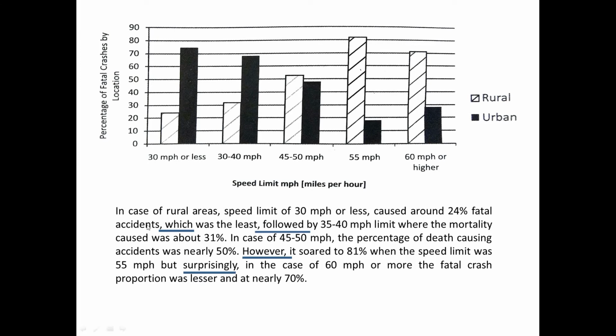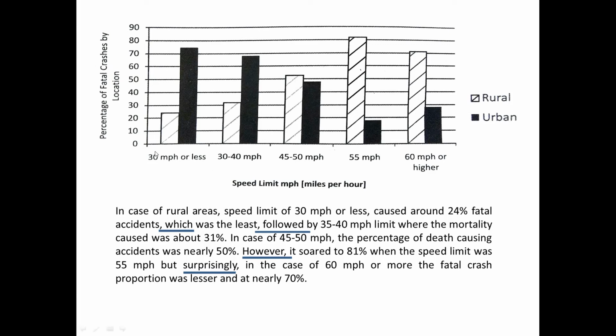Firstly, I have used some linkers to make this a complex sentence. In the first sentence, as you can see, I have used which and then followed by to make the sentence complex. And then for the third case, I wrote in case of 45 to 50 mph, and however is used to show contrast after that, and surprisingly is used to show unexpected events.